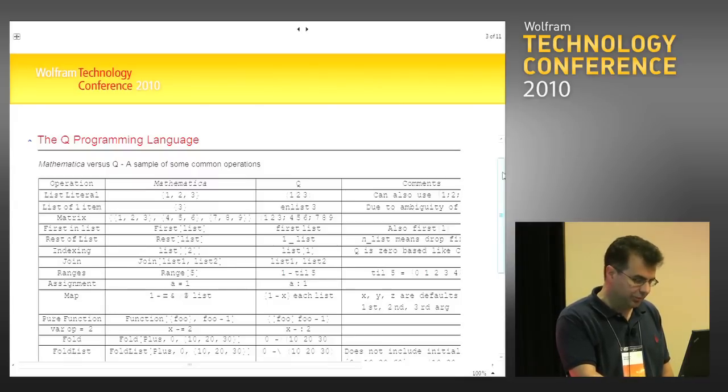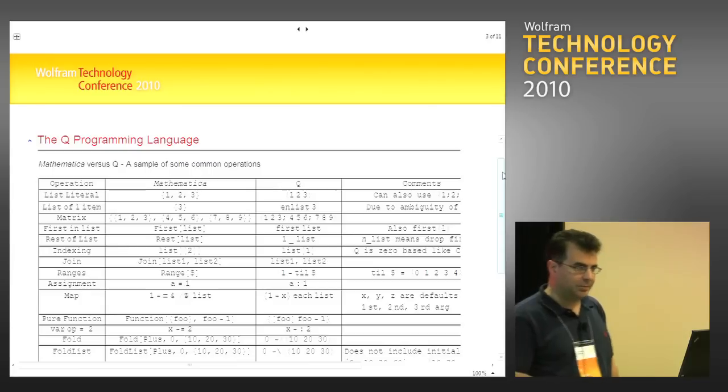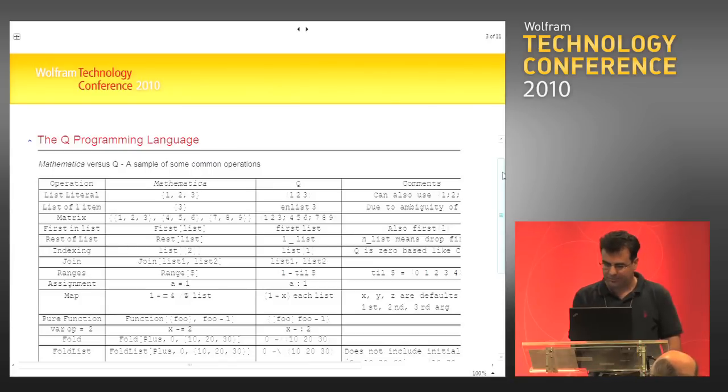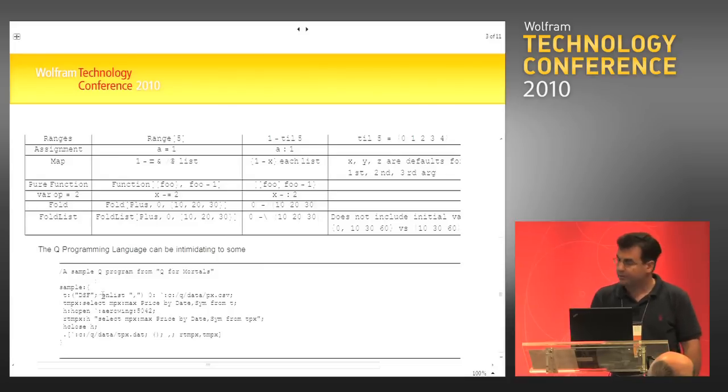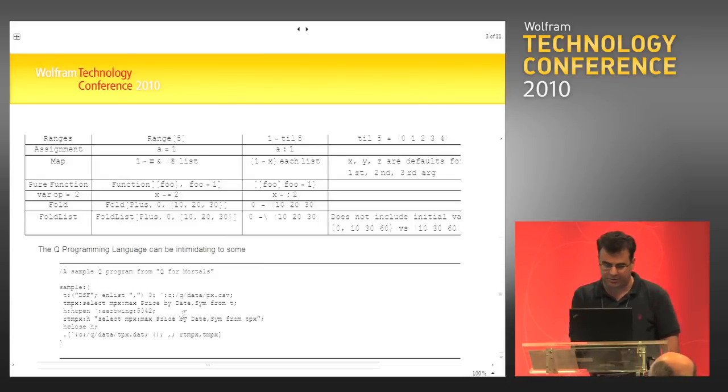And down the line, at some level there's a one-to-one correspondence in various parts of the language between Mathematica and Q. So you can see what I'm getting at. It's not that hard to translate a subset of Mathematica to Q.